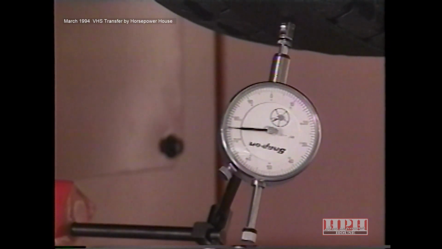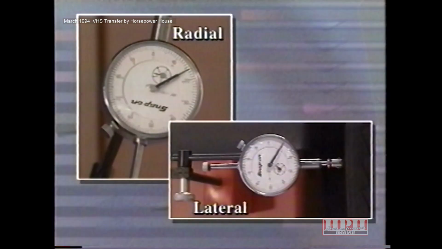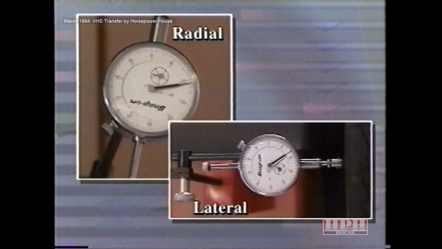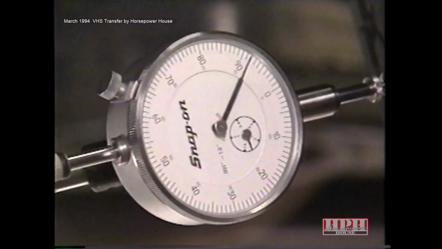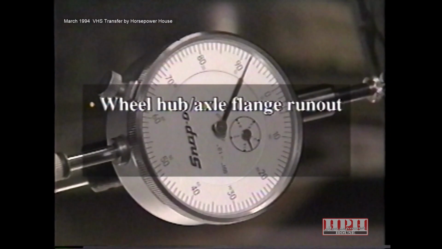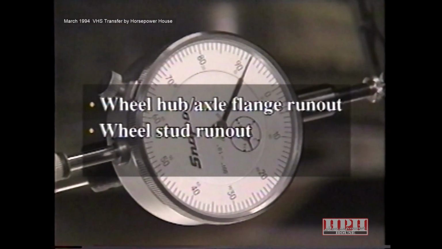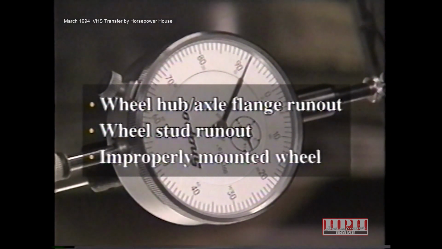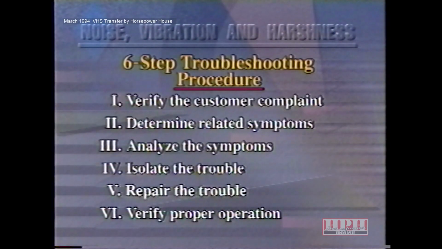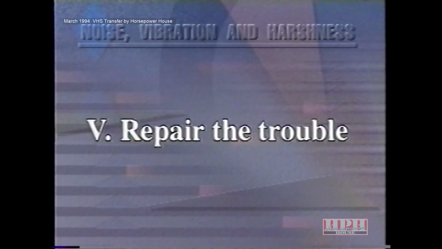We can therefore conclude that the runout is due to a problem within the wheel assembly. However, if the off-the-car runout was within tolerance, the excessive on-the-car runout would most likely result from wheel hub or axle flange runout, wheel stud runout, or from an improperly mounted wheel. Since the wheel assembly shows excessive radial runout, we need to determine if the runout exists in the tire, wheel, or a combination of both.